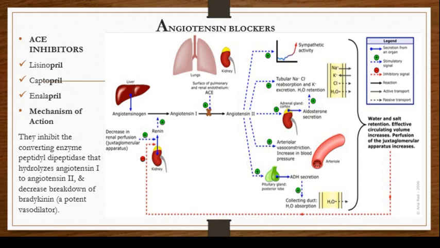By so doing, they also decrease the breakdown of bradykinin, which is also a potent vasodilator. And so once we are not going to get angiotensin 2, all the effects of angiotensin 2, which we saw in the previous video, basically causing a positive inotropic and also a positive chronotropic effect on the heart through the sympathetic activity, will be abolished. Also, the effect whereby angiotensin 2 leads to tubular reabsorption of sodium and chloride, as well as water, and the excretion of potassium will also be abolished.